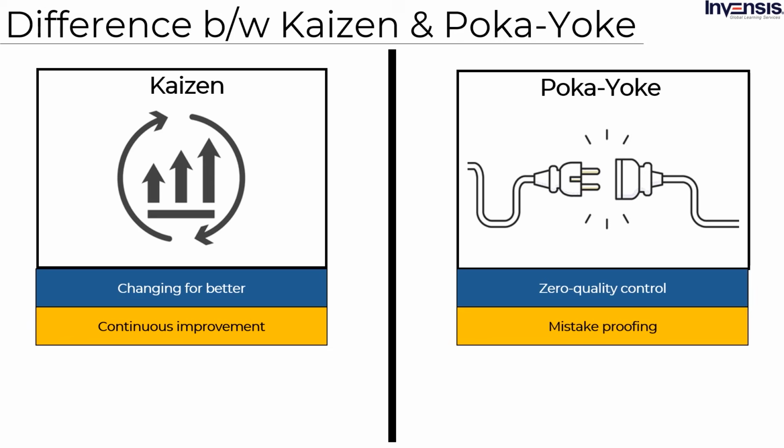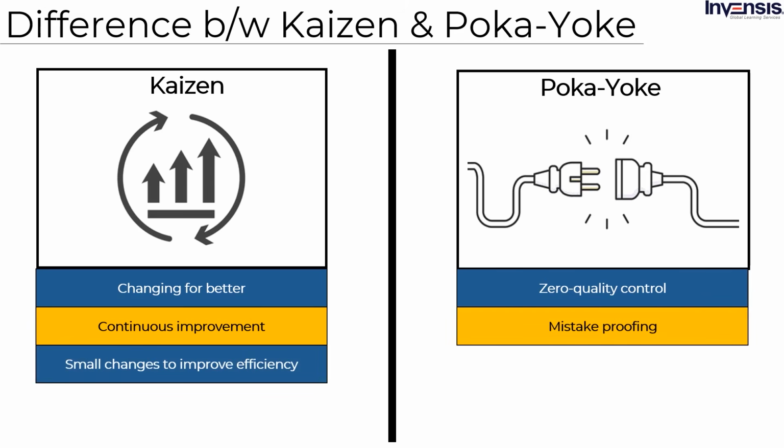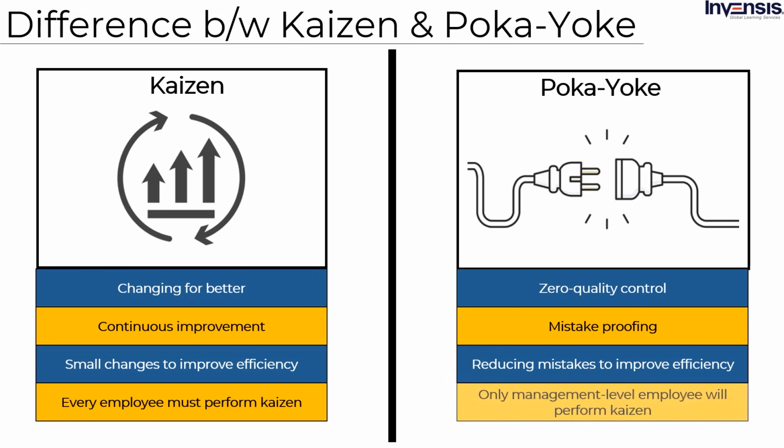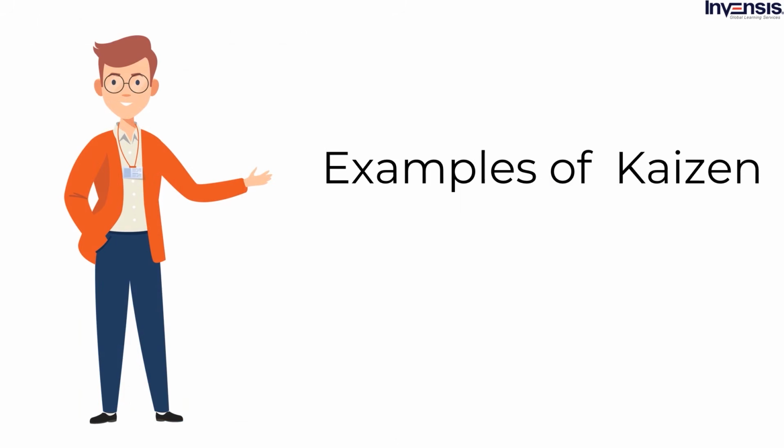Similarly, Kaizen implements small changes for improving efficiency and productivity, whereas Poka-Yoke tries to reduce the errors and mistakes to perform the same. While performing Kaizen, every employee ranging from CEO to the assembly workers are involved, but Poka-Yoke only involves management-level employees.